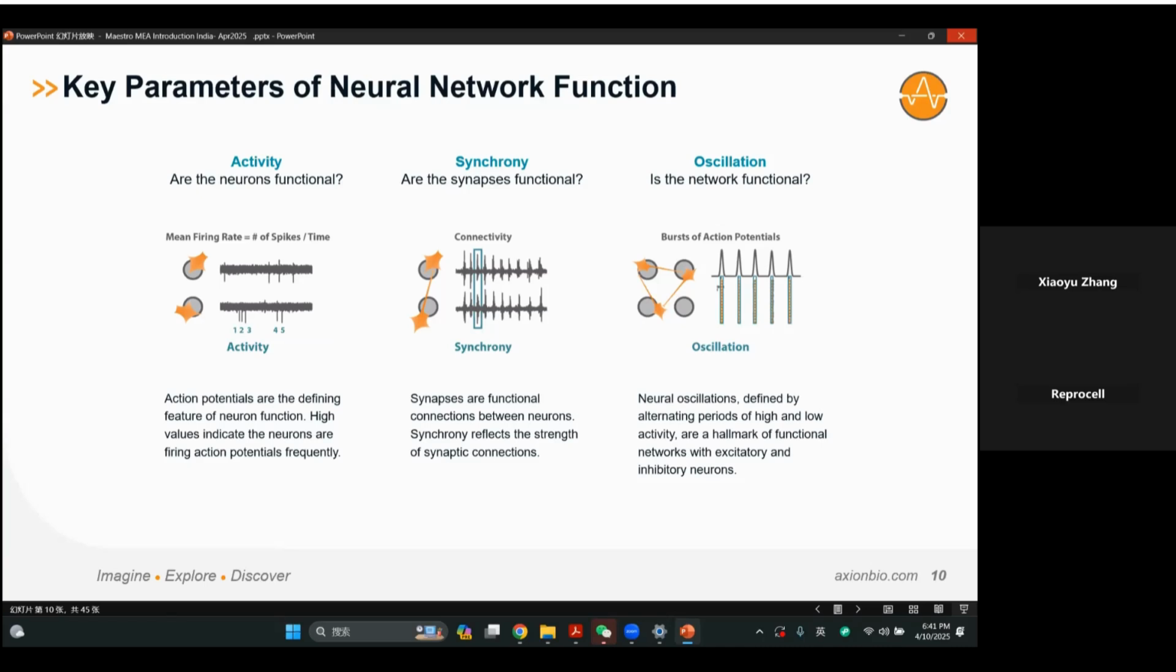And part three answers the question: is the network functional? Neural oscillations, marked by alternating periods of high and low activity, are a hallmark of functional networks with both excitatory and inhibitory neurons.